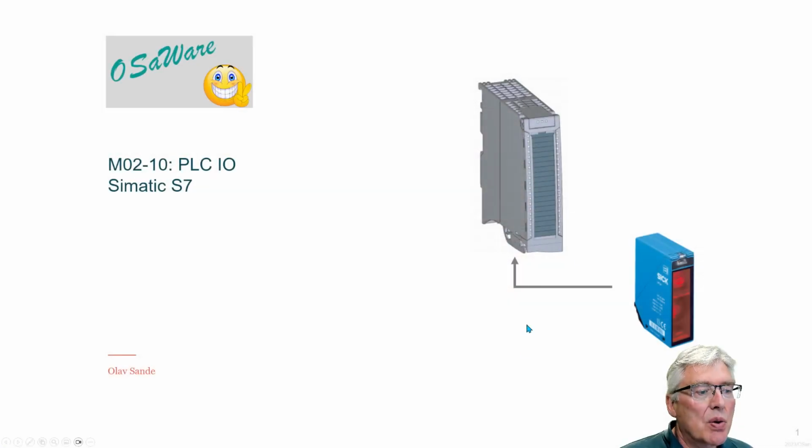So this is going to be a short video introduction to PLC I/O, input-output modules. Input from sensors, output to actuators. I'm going to use SIMATIC S7 here as an example. It's about connecting, for example, a photo detector of some sort, a photocell, that we connect to a digital input module.